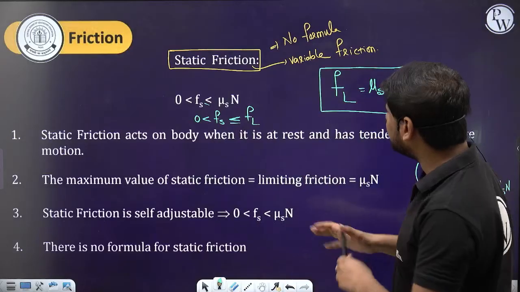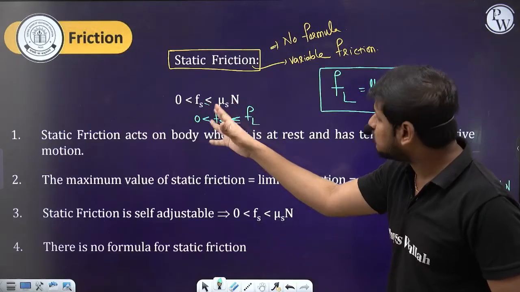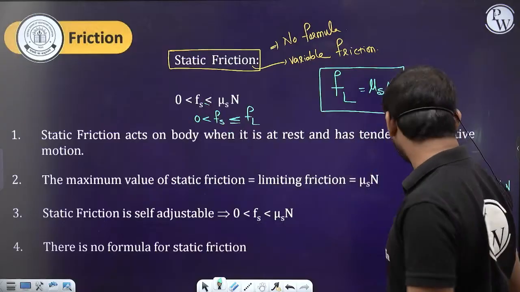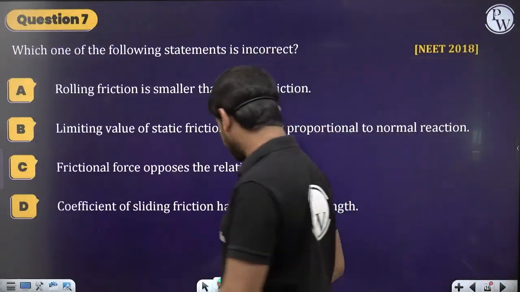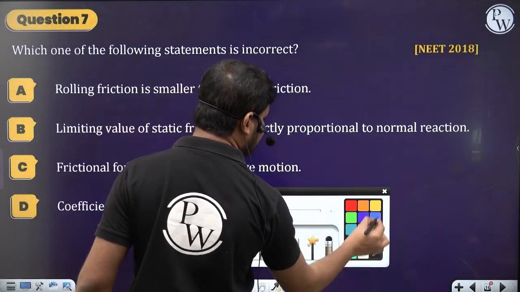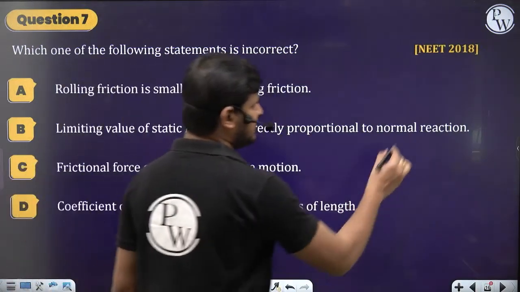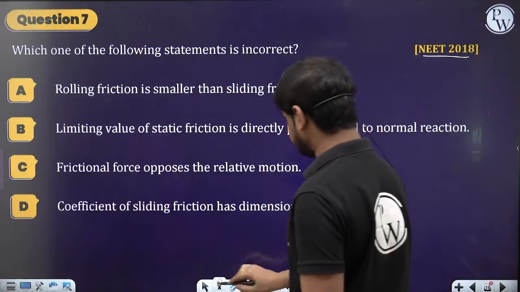See, so what does it mean by varying, sir? We did not understand this point. So let's see it by the questions. Don't worry, just be with me for the next 20 or 30 minutes. So you'll understand everything. So, NEET 2018 question. What does the question say?